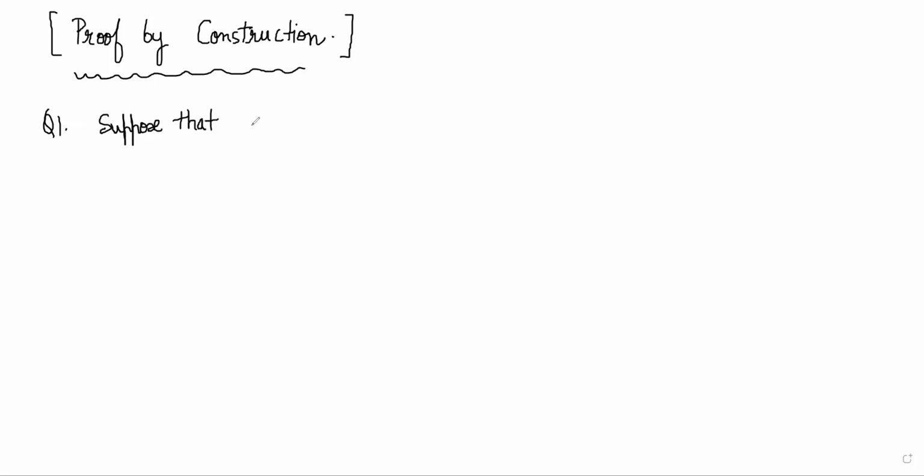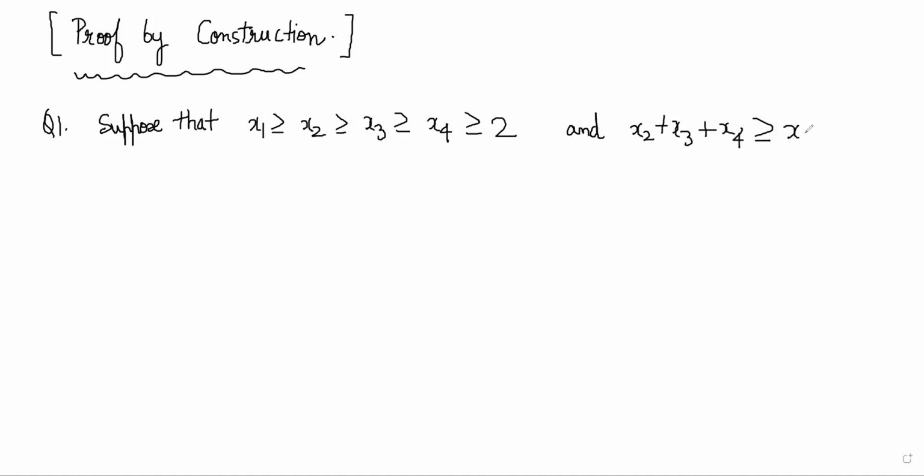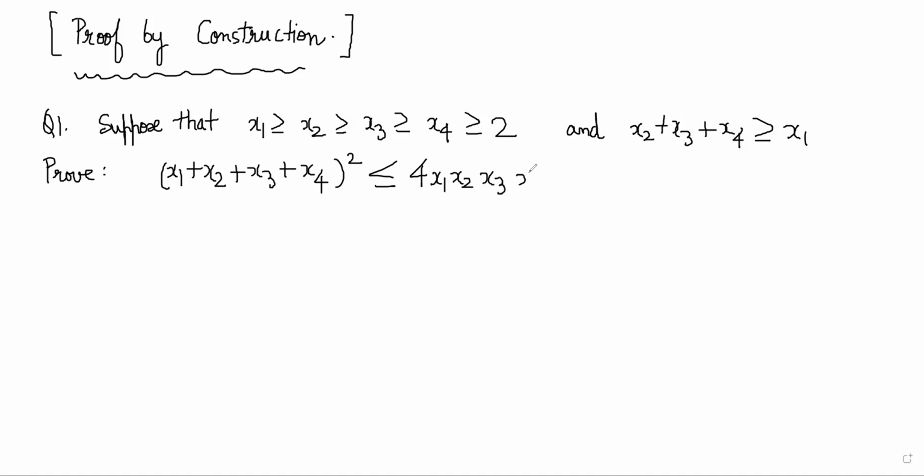Suppose that x1 is greater than or equal to x2, greater than or equal to x3, greater than or equal to x4, greater than or equal to 2. These four numbers are all greater than or equal to 2 and they are ordered in this way. And x2 plus x3 plus x4 is greater than or equal to x1. We have to prove that (x1 plus x2 plus x3 plus x4) whole square is less than or equal to 4 x1 x2 x3 x4.